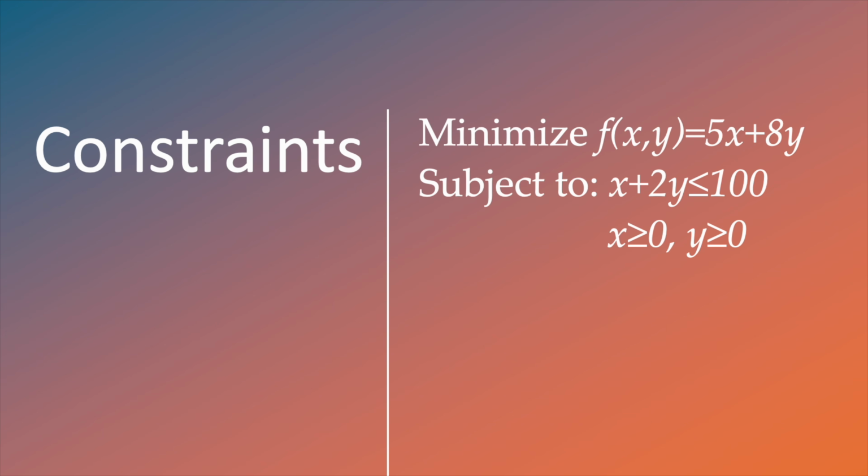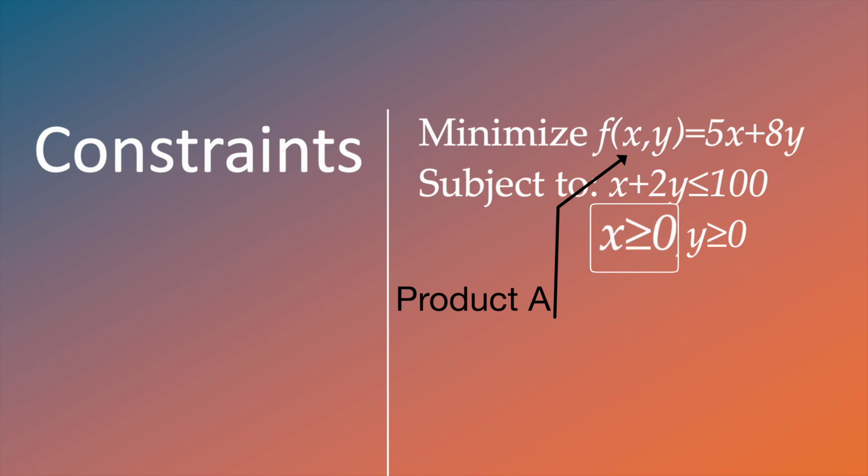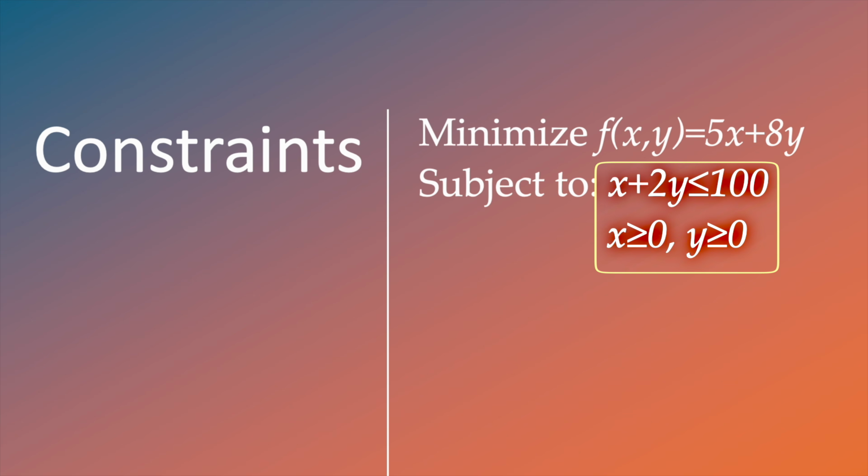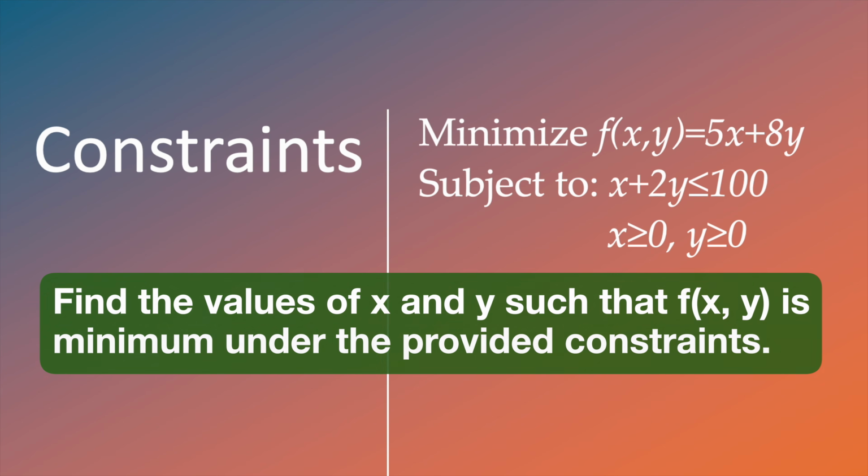That makes sense, right? X, which is the number of product A, cannot be negative. Similarly, the number of products B cannot be a negative number. These constraints define what values of x and y are allowed. So optimization in this context is to find the values of x and y such that this objective function results in a minimum. While we find those x and y values, we need to make sure that the constraints are satisfied.